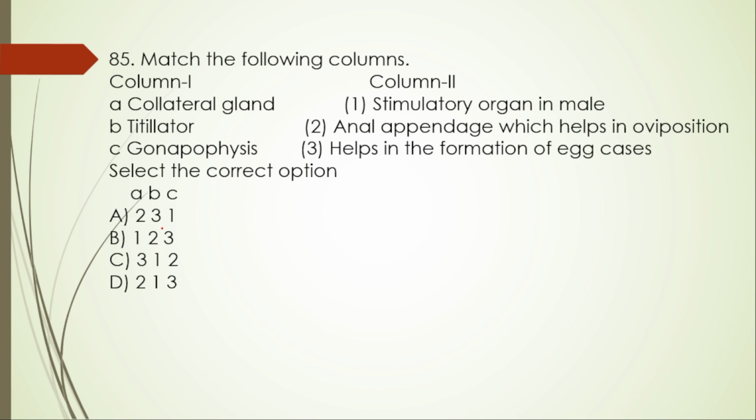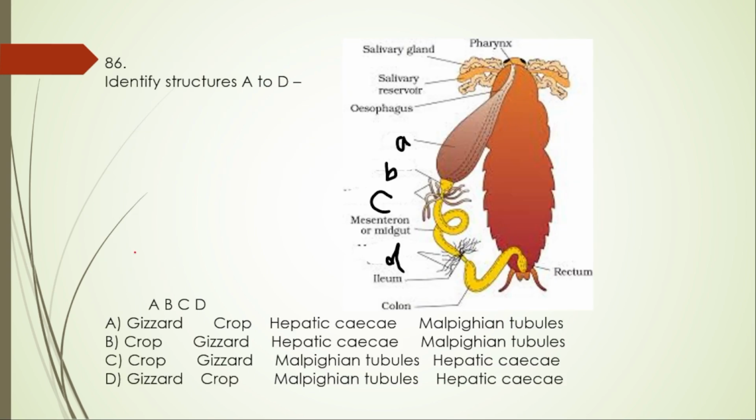Next, 85th one, match the following question. Collateral gland, which matches with helps in the formation of egg cases. And titillator, that is B, is a stimulatory organ in the male. So A is 3 and B is 1. So the right option is C.